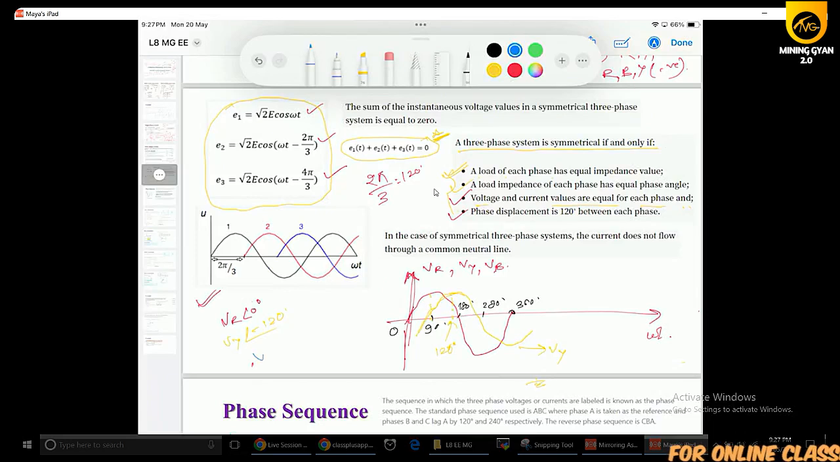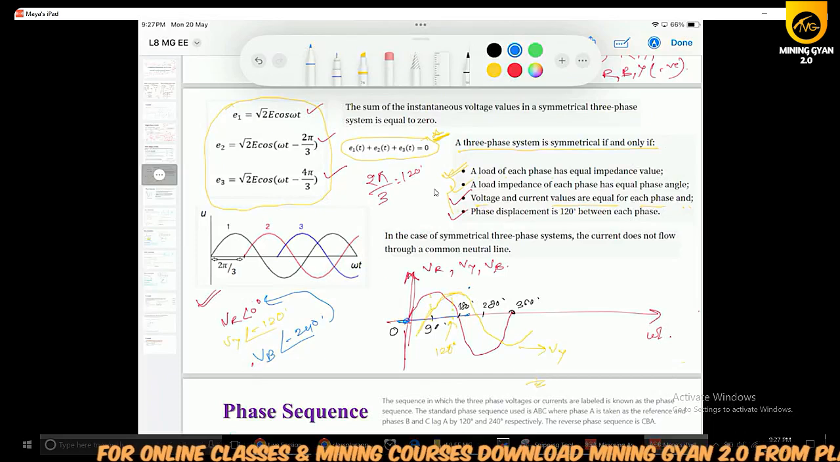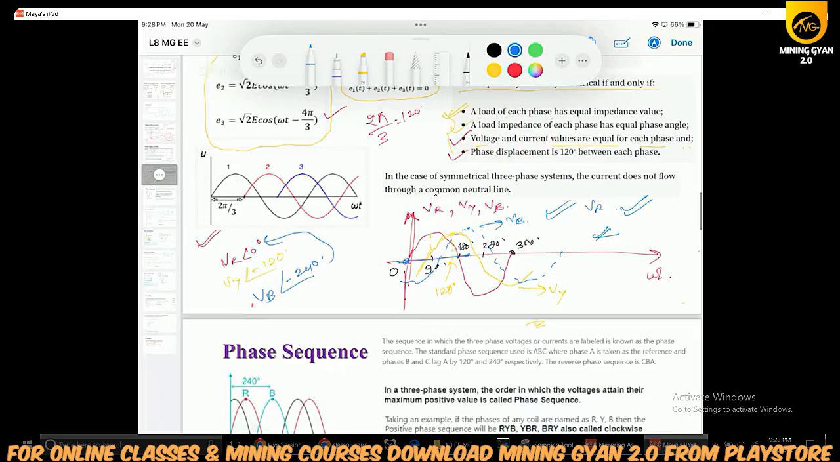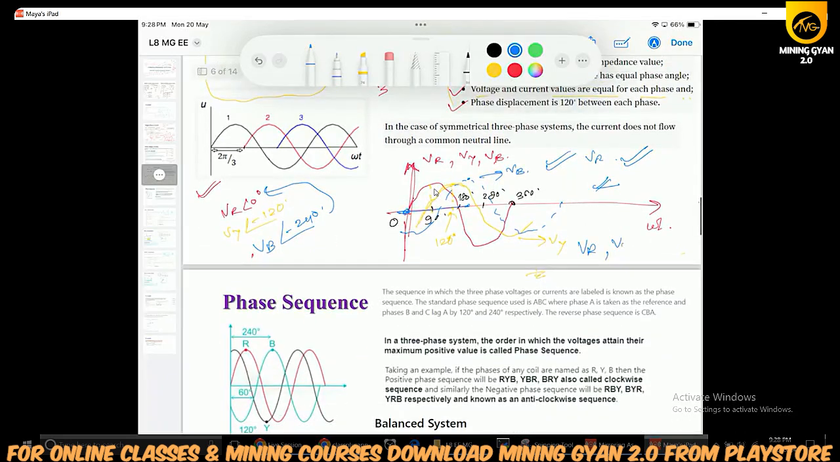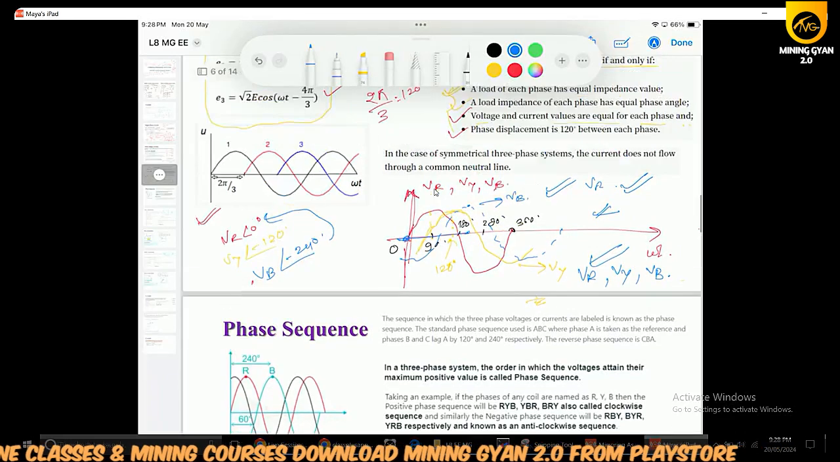After that, VB at an angle of -240 with respect to VR. So from this point to 240 degrees, VB will have its maximum value like this. That is VB. Likewise, you can draw VR, VY, and VB in the same diagram. This is called the three-phase waveform, and VR, VY, and VB are the phase values of voltages.